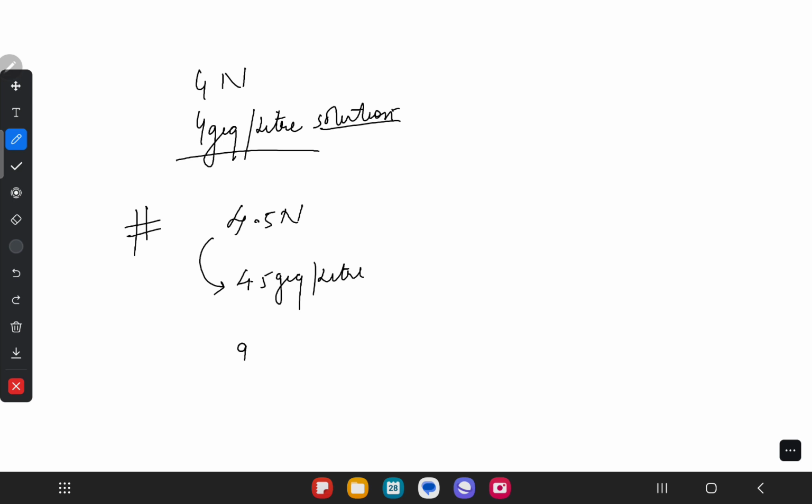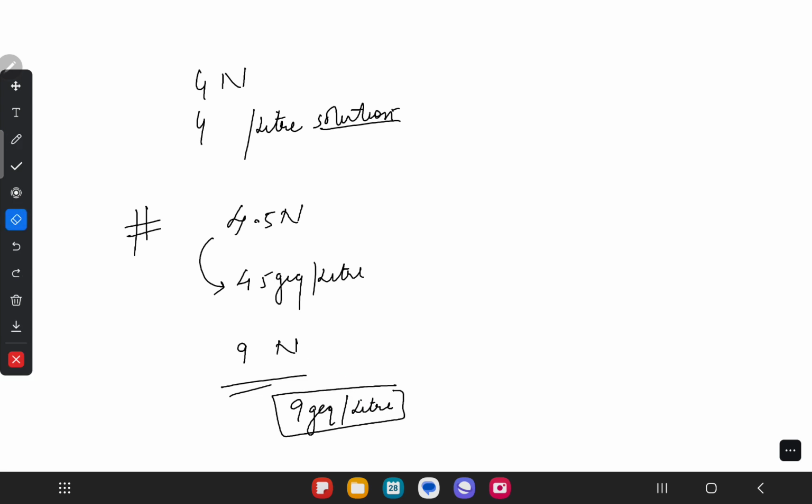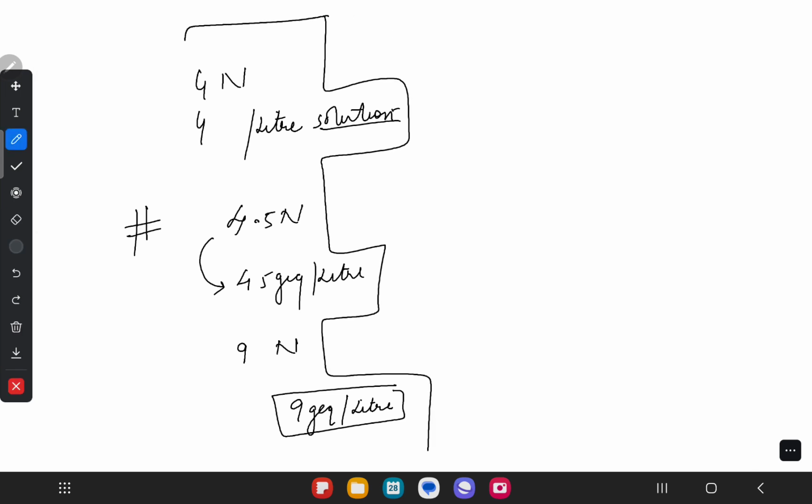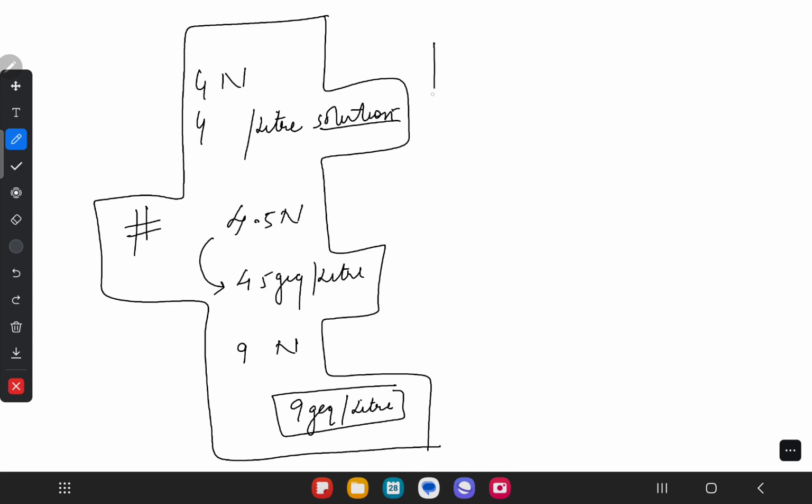You understand? If we have 9 normality, what do you mean by that? 9 gram equivalents per liter. Is that clear? Yes. Any doubts in this? No. Right? If we have 7 normality, 7 gram equivalents per liter. Right? 7 gram equivalents per liter.